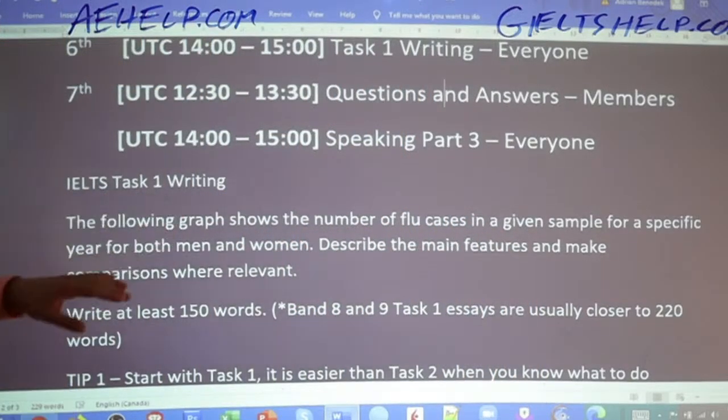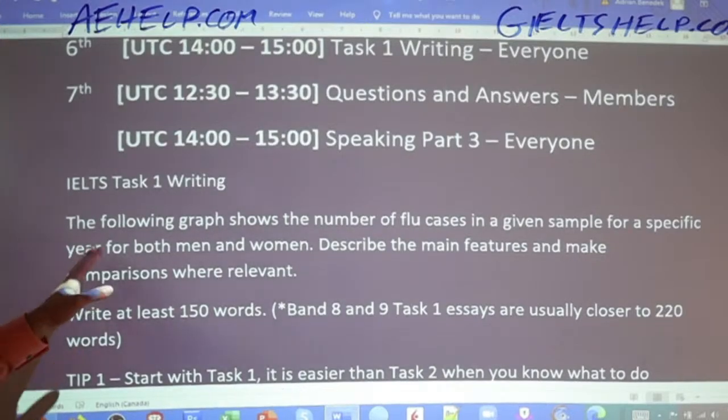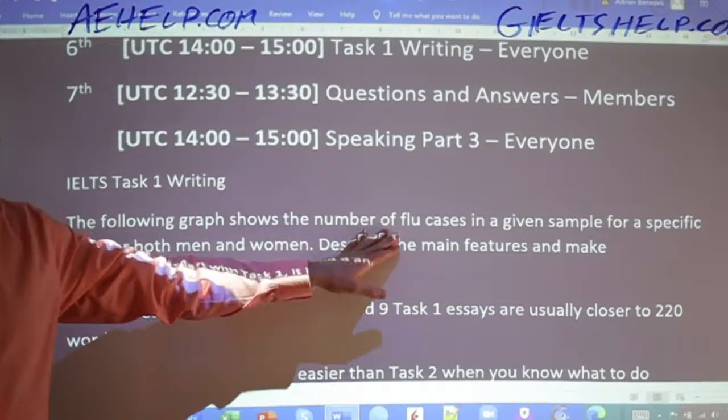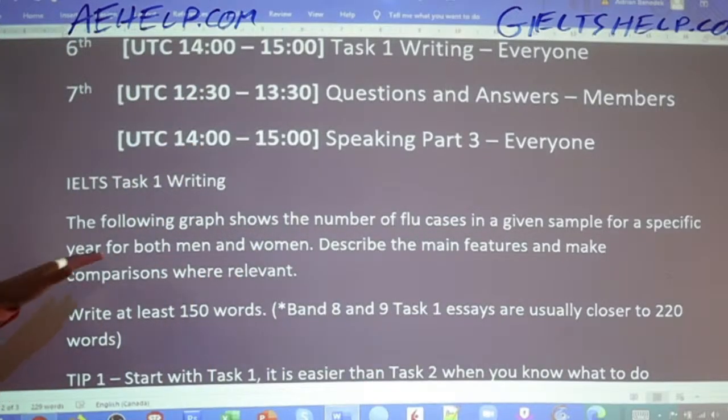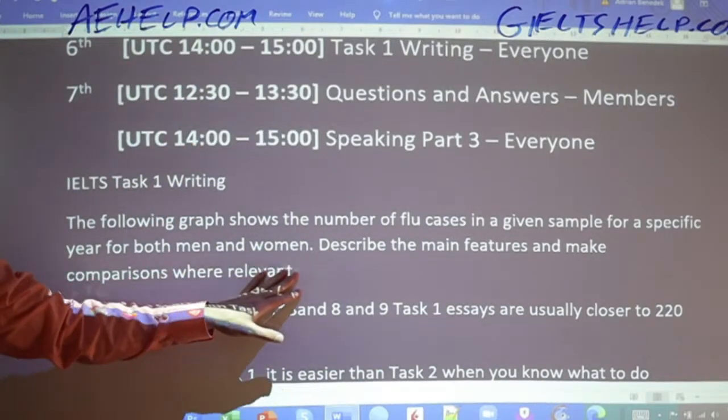IELTS task 1 writing. The following graph shows the number of flu cases in a given sample for a specific year for both men and women.